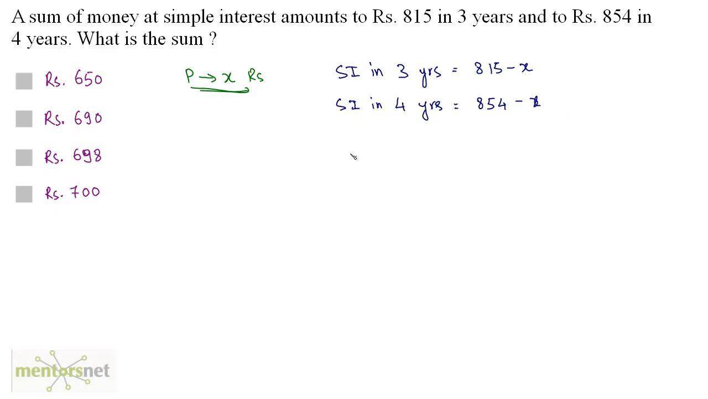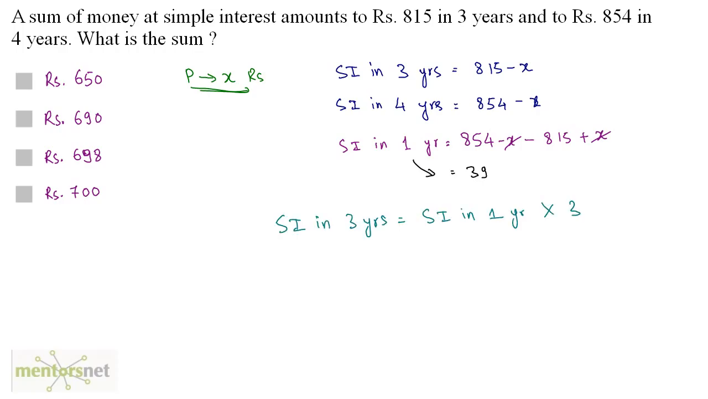Now we can calculate the simple interest in 1 year, and that will be equal to the simple interest in 4 years minus the simple interest in 3 years. So 854 minus X minus 815 minus X. So X gets cancelled out. What we have is the simple interest in 1 year, that's 854 minus 815, and that will be equal to 39. And this is the simple interest obtained in 1 year.